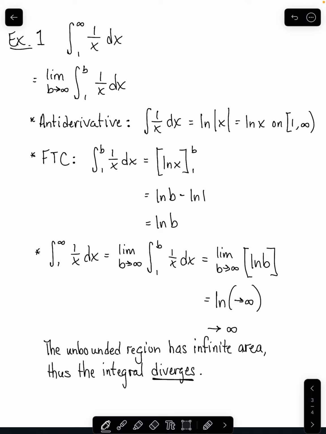Now, the unbounded region diverging would seem to be somewhat intuitive. If we have a region that extends forever, it does seem intuitive that the area of such an unbounded region would be infinite. However, we will next look at an example of a function where the integral converges. And then we will talk about the difference between them. Let us consider now the integral from 0 to infinity of e to the negative x dx.